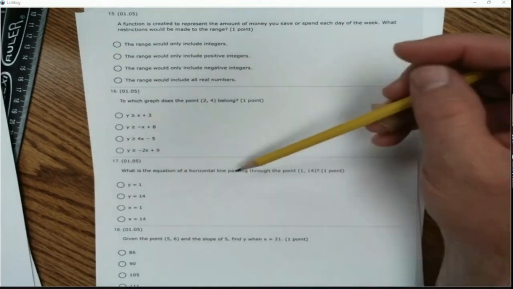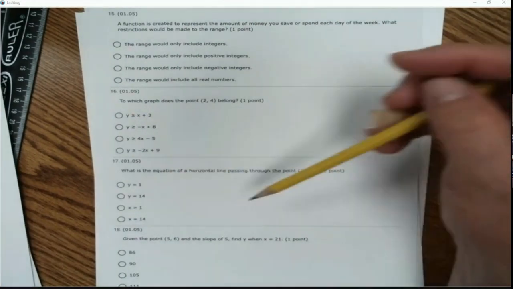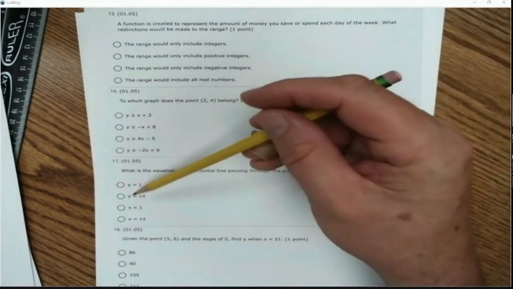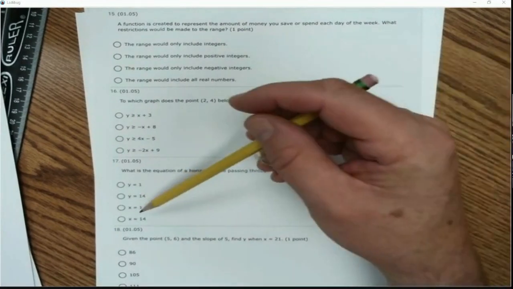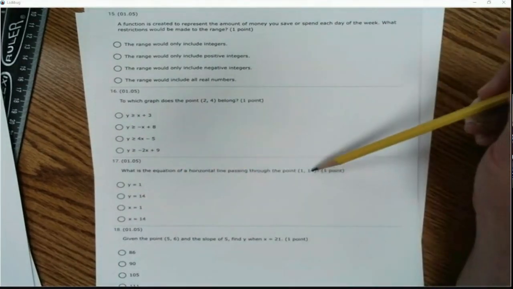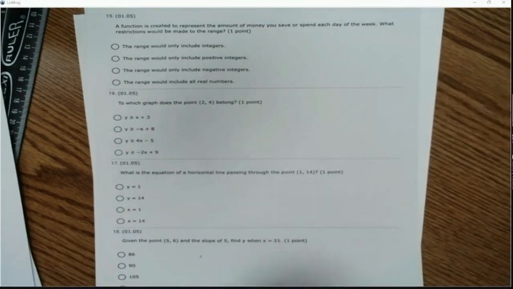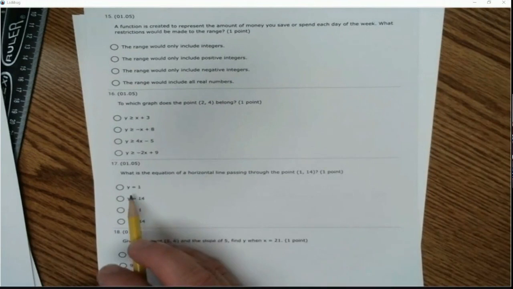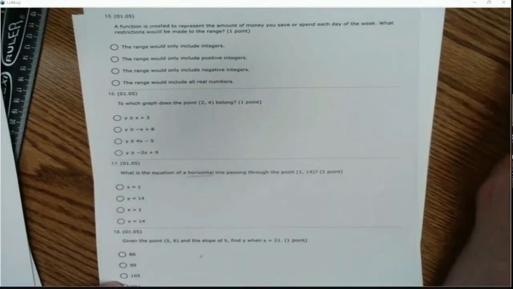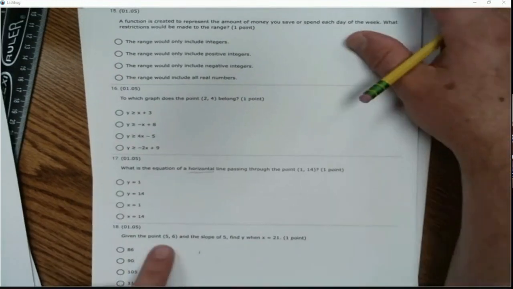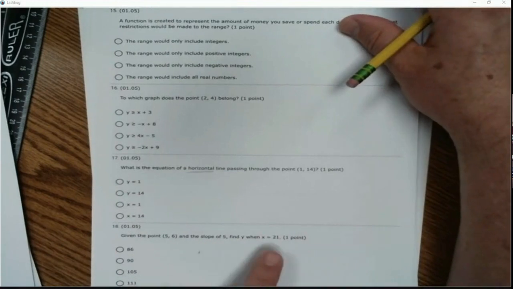Which equation in the line passed through this point? Again, y equals 1, y equals 14, x equals 1, x equals 14. Which one would pass through the point 1 and 14? And it wants to know a horizontal line, because there's more than one of these that would go through that point. Horizontal. Given a point and a slope, find y when x is 21.